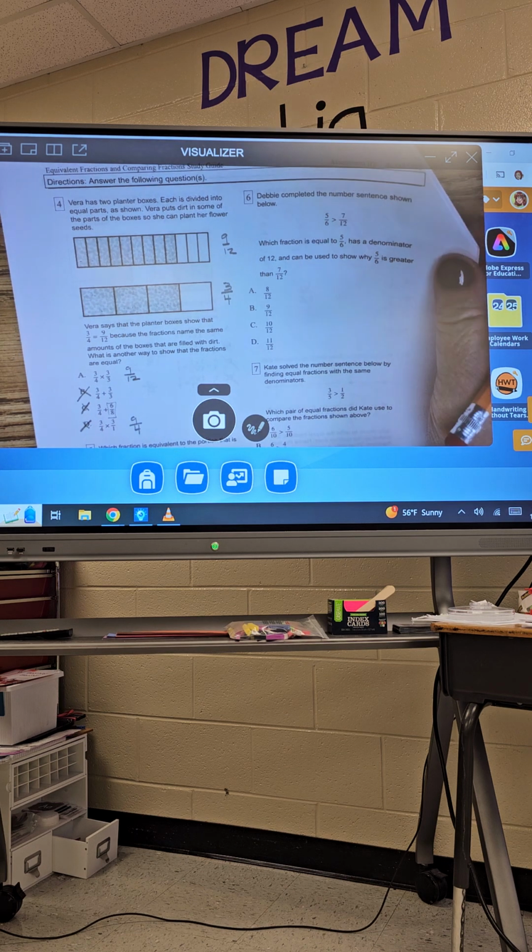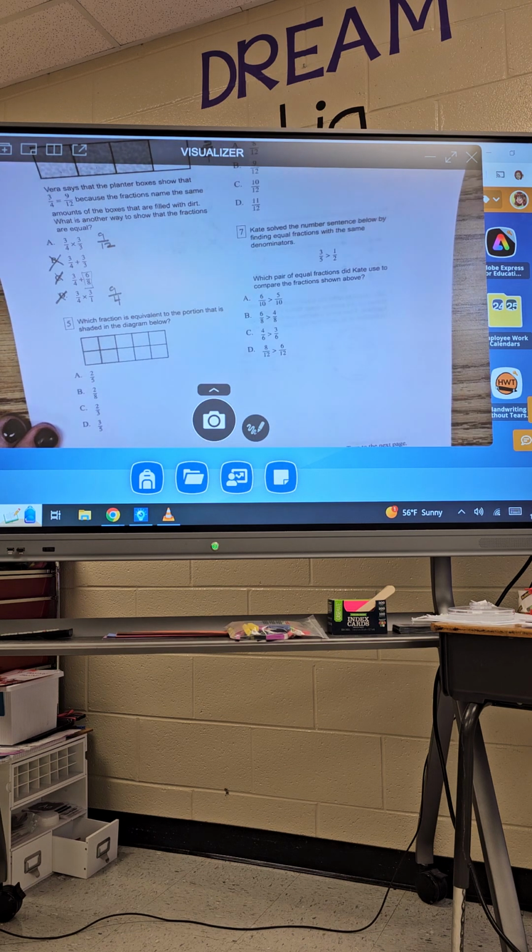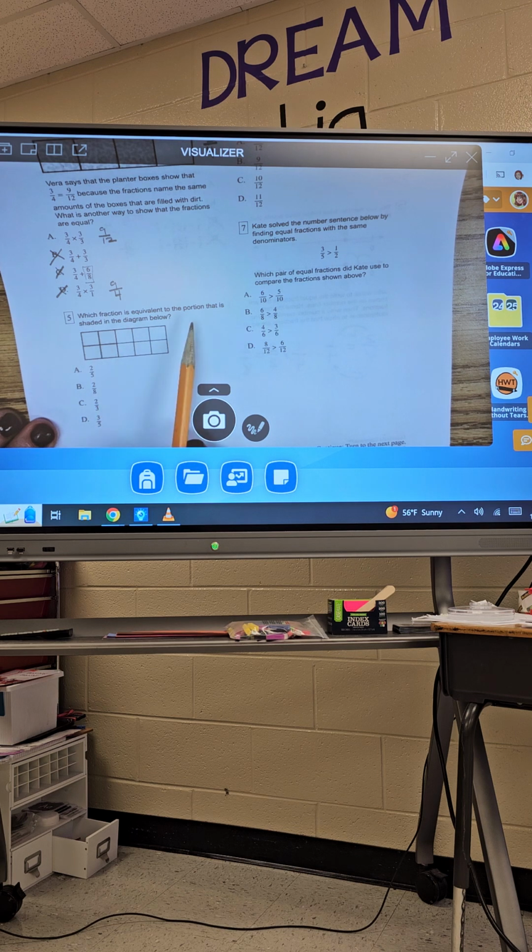Okay, number 5. Which fraction is equivalent to the portion that is shaded in the diagram below? Okay, we see 1, 2, 3, 4 out of 10. Okay, that's not one of our choices. So we have to find an equivalent fraction to 4/10.